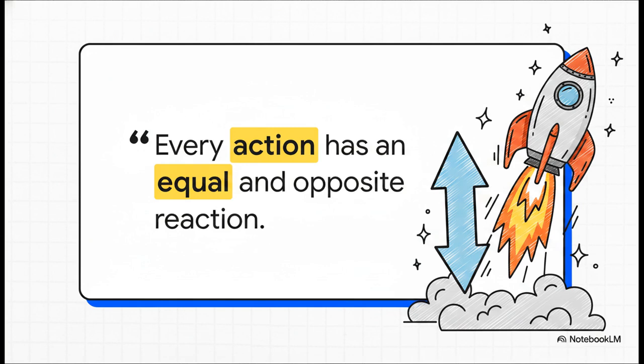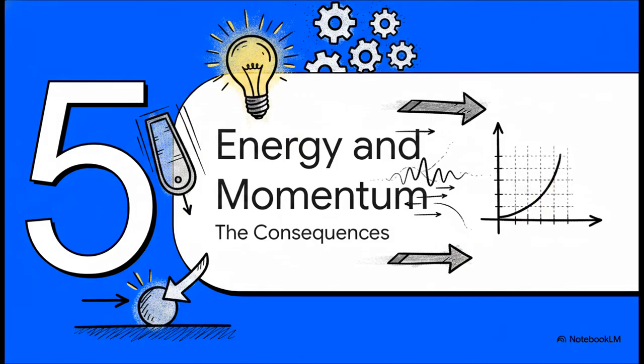But the third law, this one tells us something really deep. Forces never, ever act alone. They always come in pairs. The classic example is a rocket launch. The rocket blasts hot gas down, that's the action, and in response, the gas pushes the rocket up with an equal and opposite force. That's the reaction. You can't have one without the other. It's a two-way street.